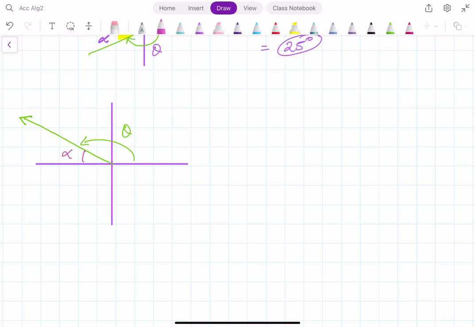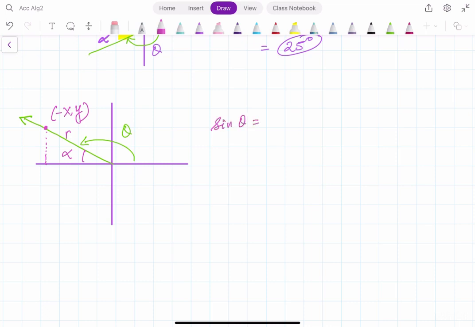Now we have theta and alpha. And if we have another point, let's say negative x comma y. Why negative x? Because it is in the second quadrant, and in the second quadrant, x is negative. So from this point to the origin, that distance is r.